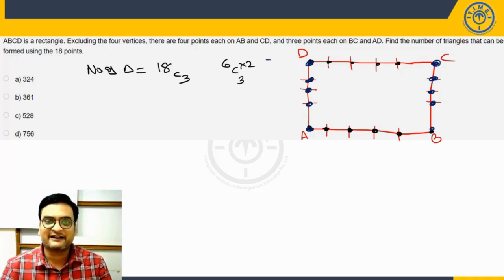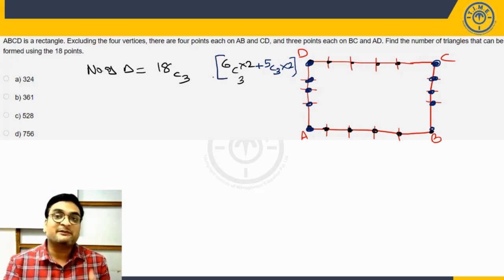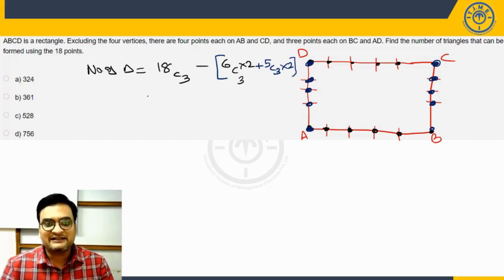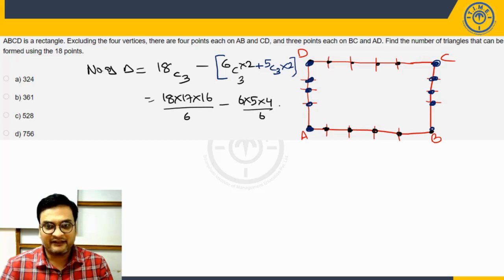So basically what are we removing again? 5C3 into 2. So basically these many triangles have to be removed, because there will be no triangles and you are counting them unnecessarily here in 18C3. So thus the answer should look like 18C3 minus this sum. Let's simplify. Now what is 18C3? 18, 17, 16 upon 6 minus 6C3, 6 into 5 into 4 upon 6 into 2. I'll take that 2 outside, plus 5C3 is nothing but 10.